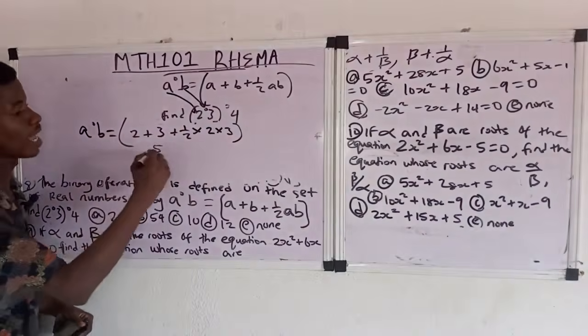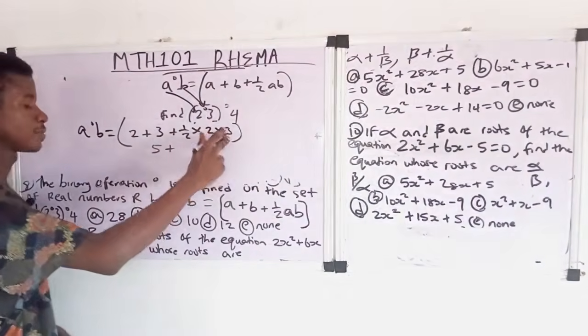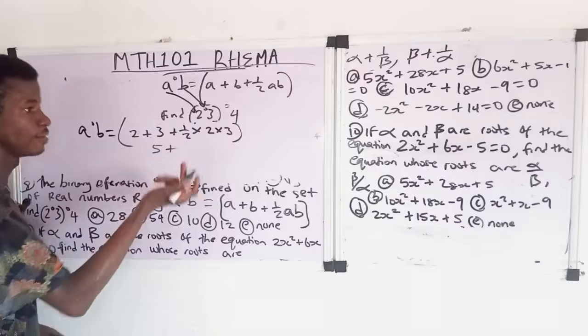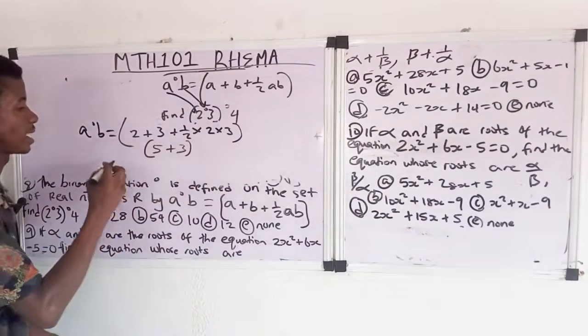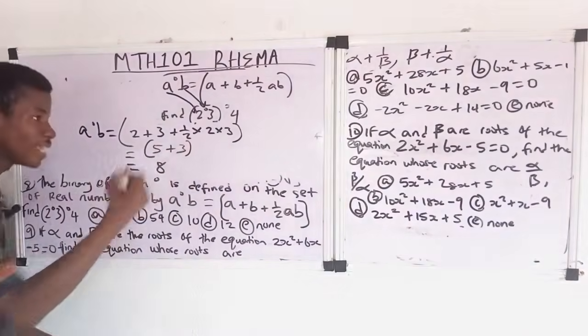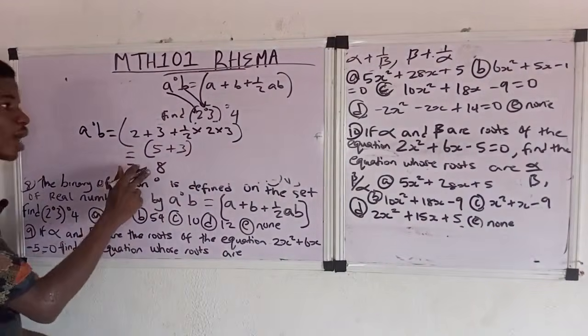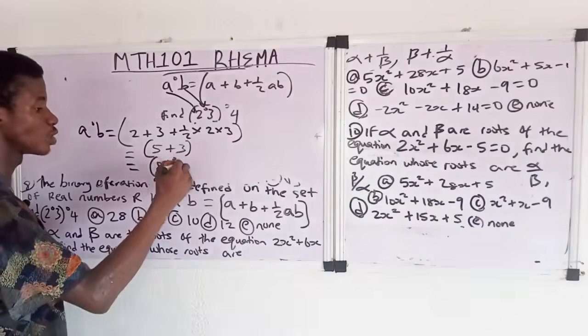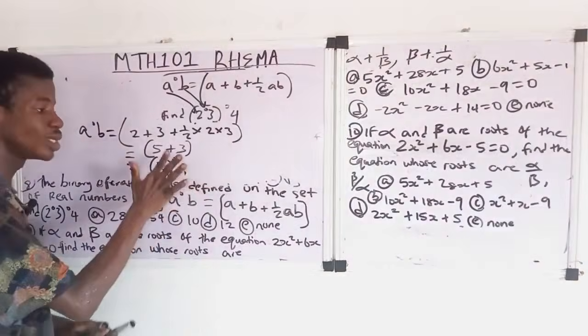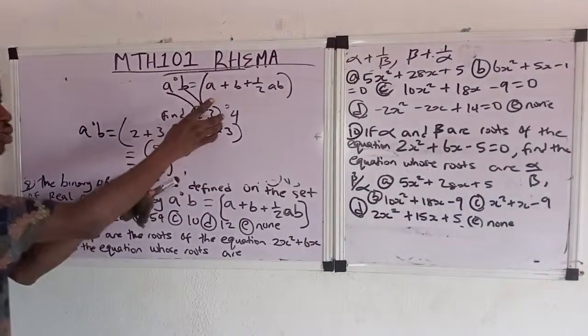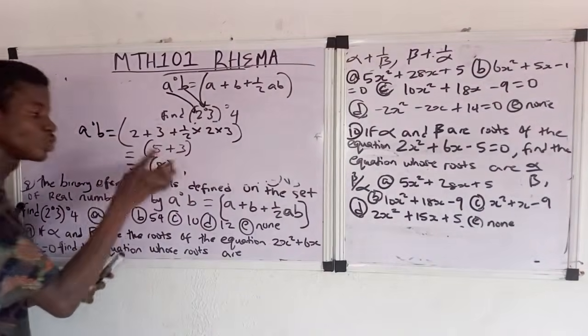2 plus 3 is 5. Then 2 times 3 is 6. 6 times half is 3, right? So everything will now be 8, right? Our answer will now be 8 operation 4. So this is what we got: we got 8 when we used these two.